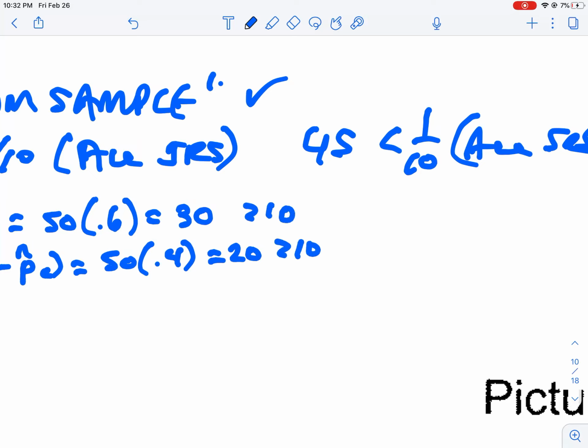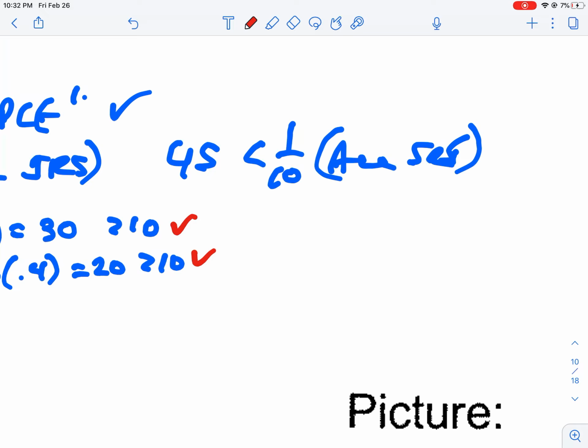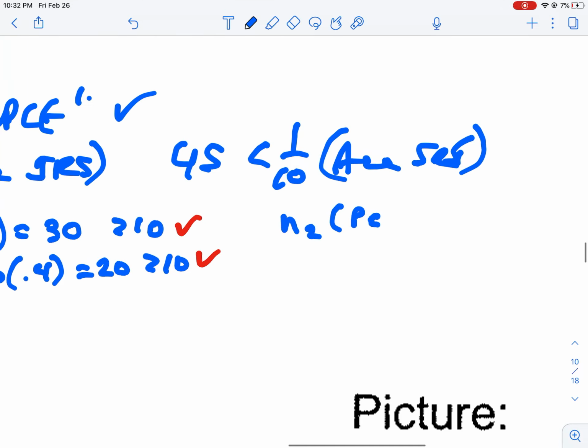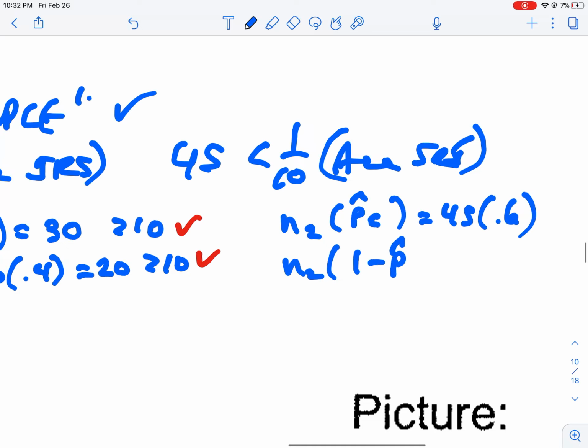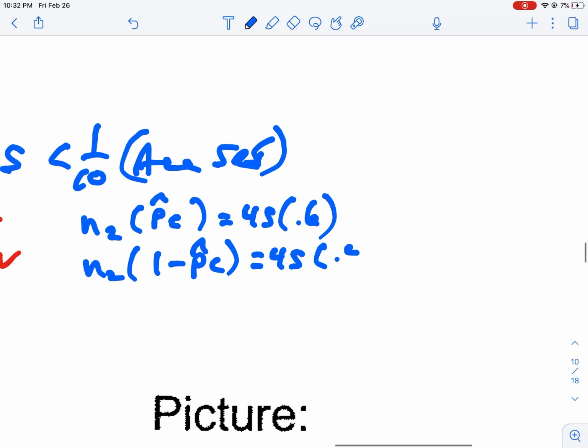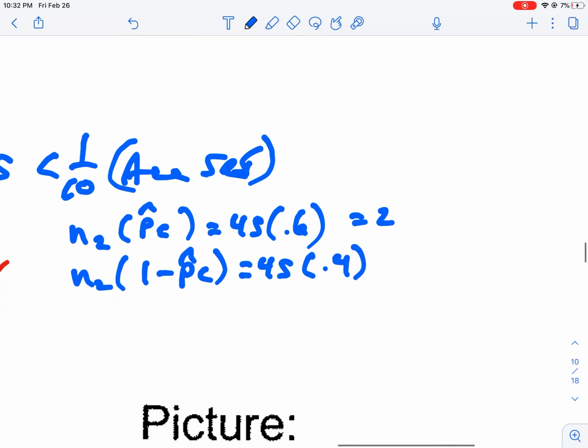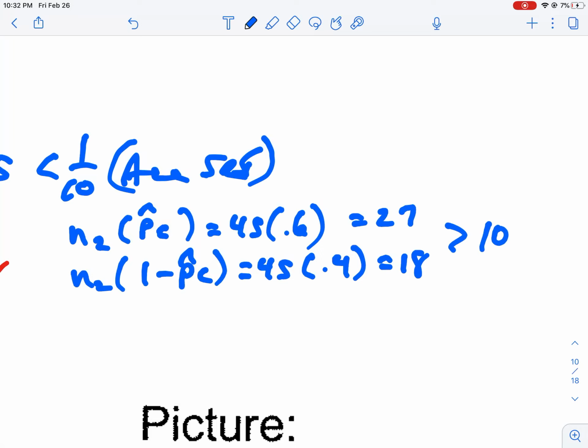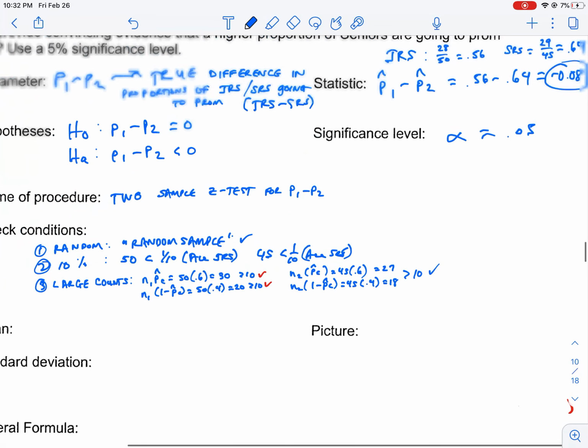And just because we combine the two proportions into that p hat sub c doesn't mean we don't have to check the senior sample as well. So then we'll do N2 times p hat sub c, which gives us 45 times 0.6, and N2 times 1 minus p hat sub c, which gives us 45 times 0.4. In both of these cases we get 27 and also 18. Both of those are greater than 10, so we can put a big check mark there. So all three of our conditions are met.